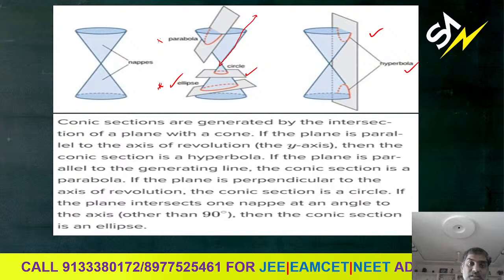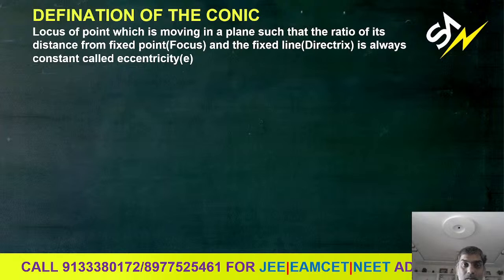In the last class we already discussed a parabola, right? So the definition of the conic: what is the definition of the conic? The locus of a point which is moving in a plane such that the ratio of its distance from a fixed point and a fixed line is always constant is called eccentricity. So what they are saying here, locus of a point. Let us take the moving point, that could be P of x comma y or x1 comma y1, right?